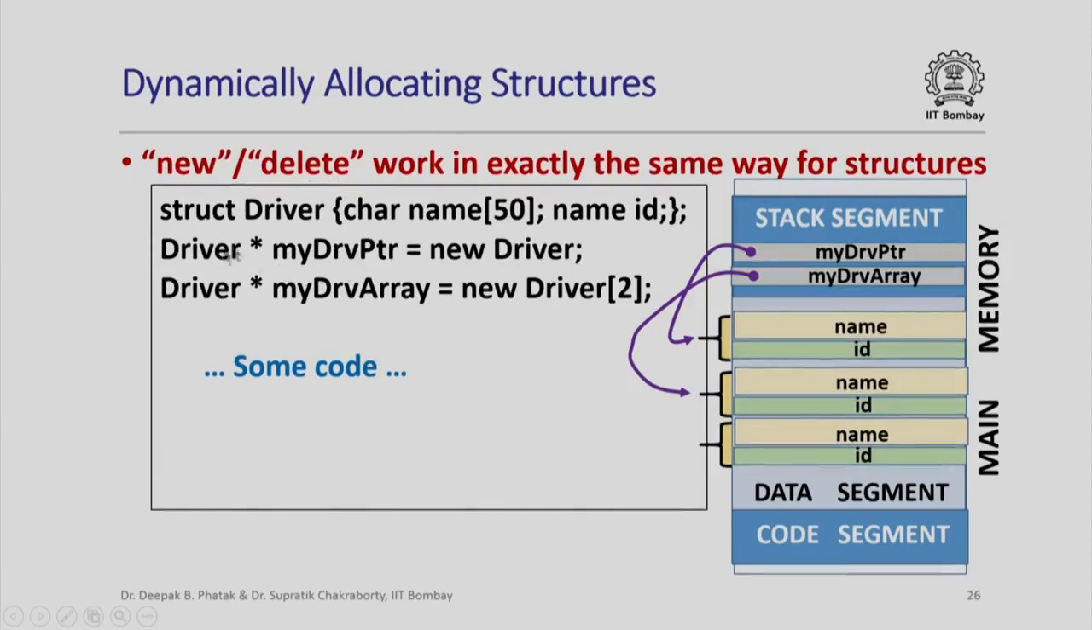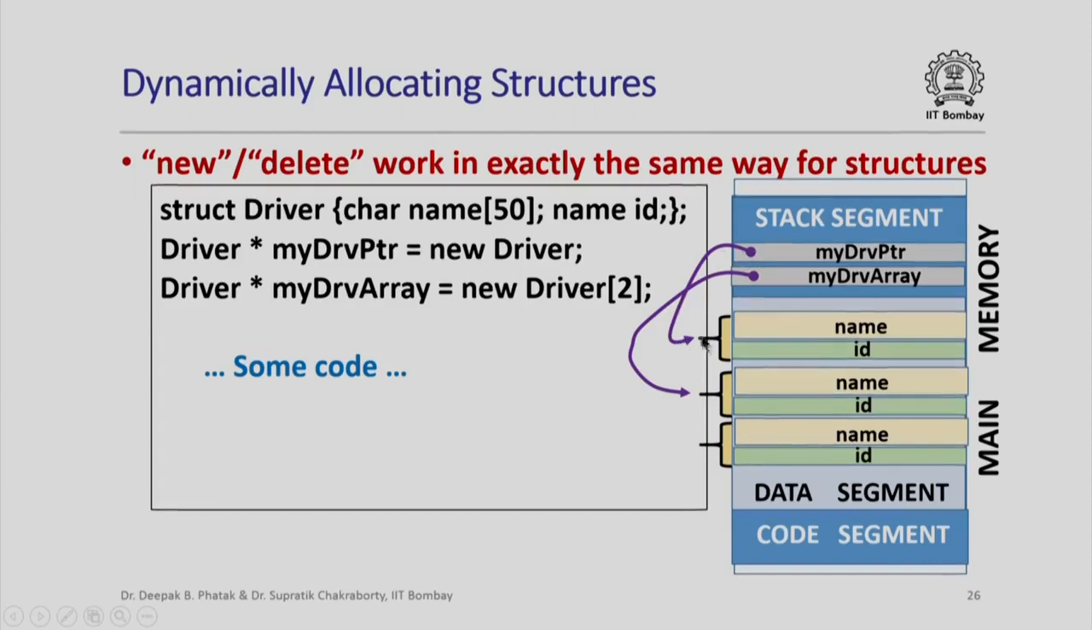Now exactly the same thing is going to happen if I use new and delete with structures. So for example, here is our favorite driver structure, and here I have my drvPointer, which is a local variable in a function. Space for it is allocated in the stack segment. When I say new driver, space for an object of the structure type driver is allocated in the data segment or heap. So of course this space will have space for the member name, it will have space for the member ID, and a pointer to this space allocated in the heap will be returned by new, and that pointer will be assigned to my drvPointer.